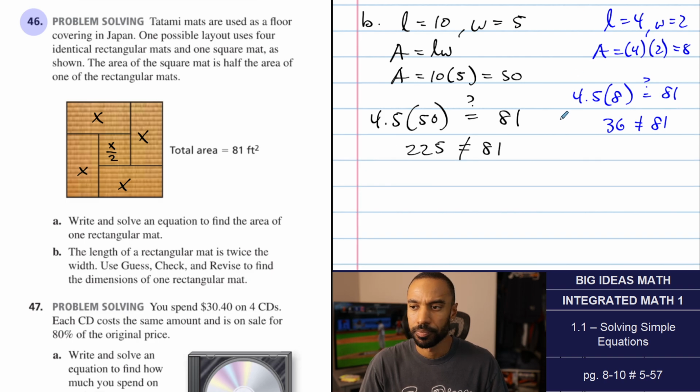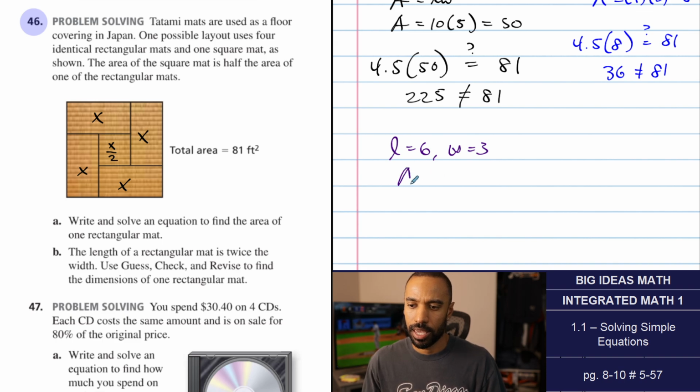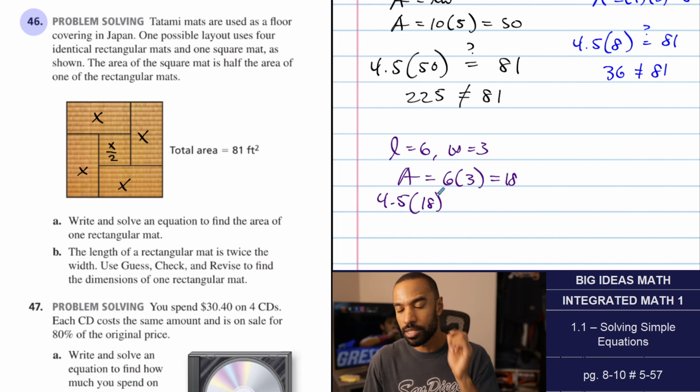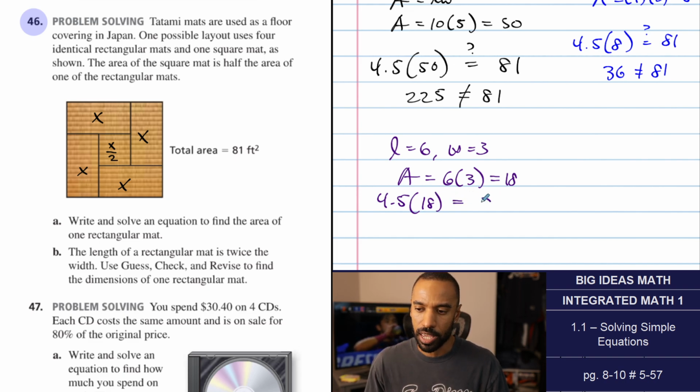6 and 3. Area is 6 times 3, which is 18. 4.5 times 18, I think that's 81. 4 times 18 is 72. Half of 18 is 9. 72 plus 9 is 81 square feet. So 81 equals 81. There it is.